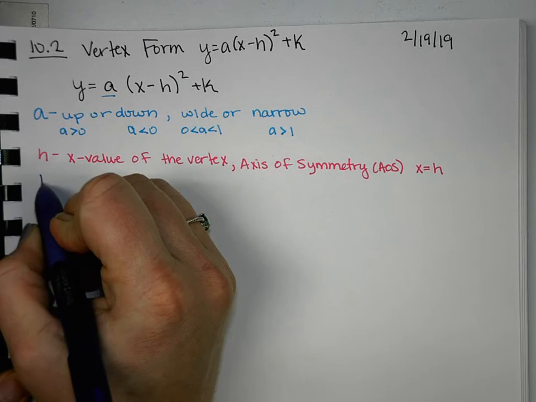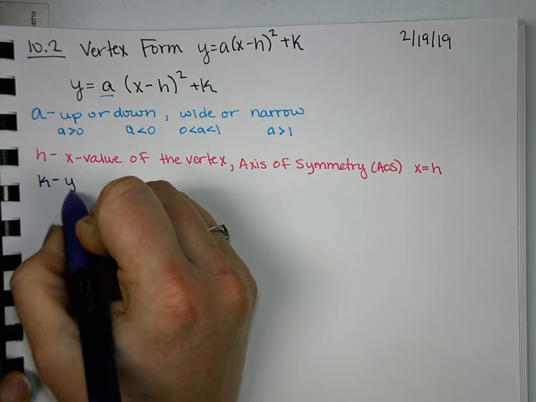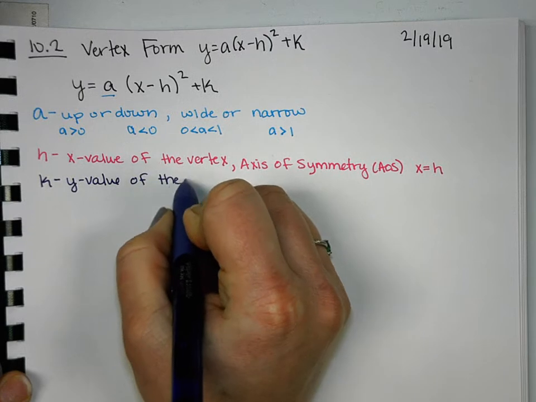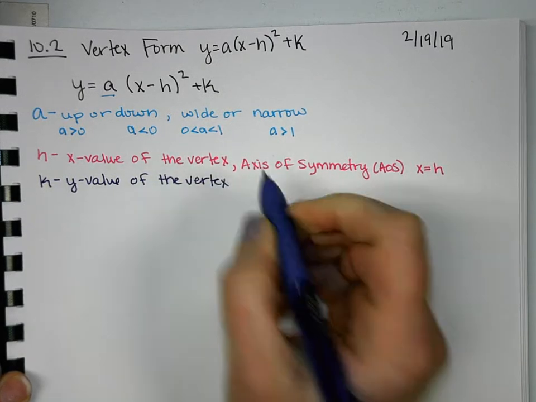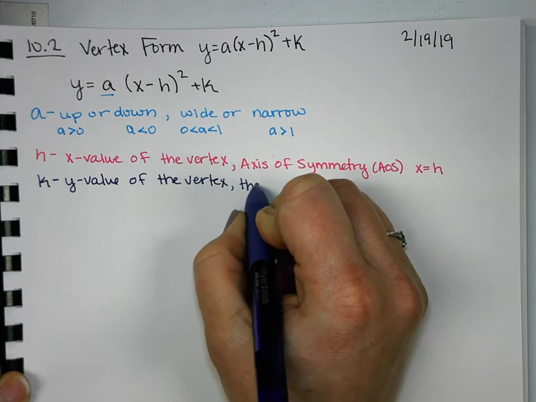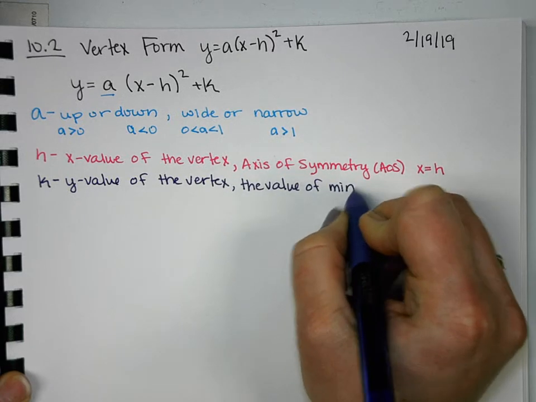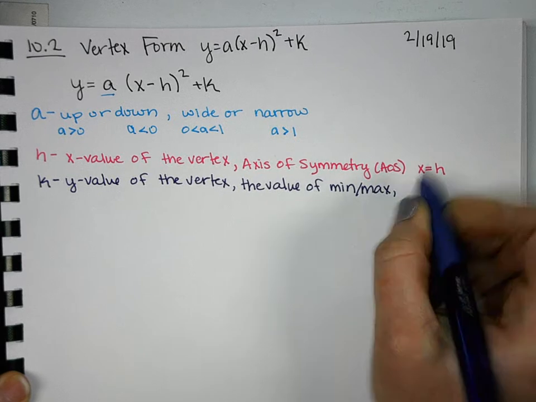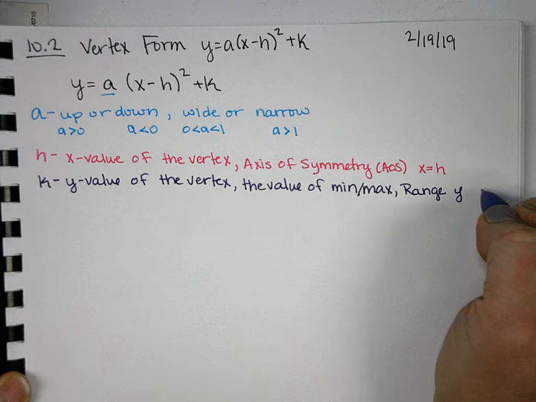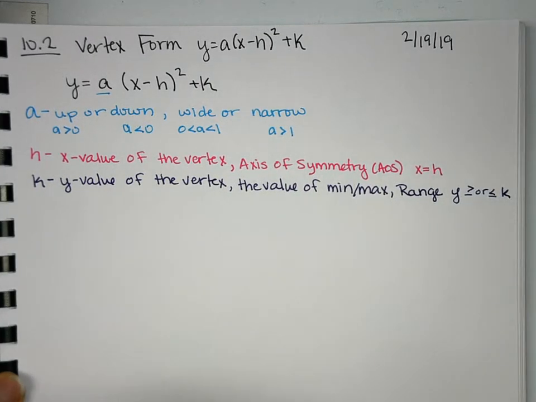Next we have K. K tells us the y value of the vertex. It also tells us the value of the minimum or maximum. It also tells us our range. Y is going to either be greater than or equal to or less than or equal to whatever K is.